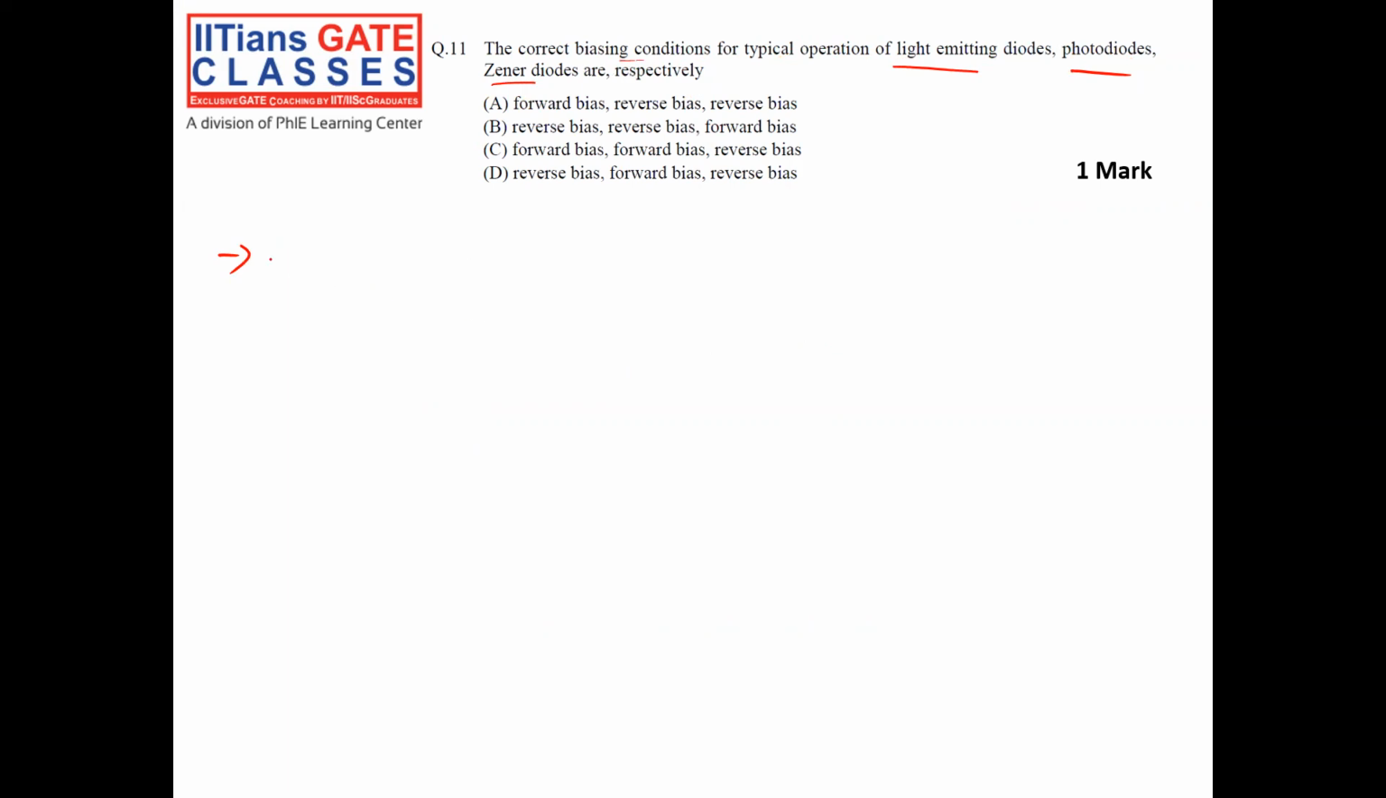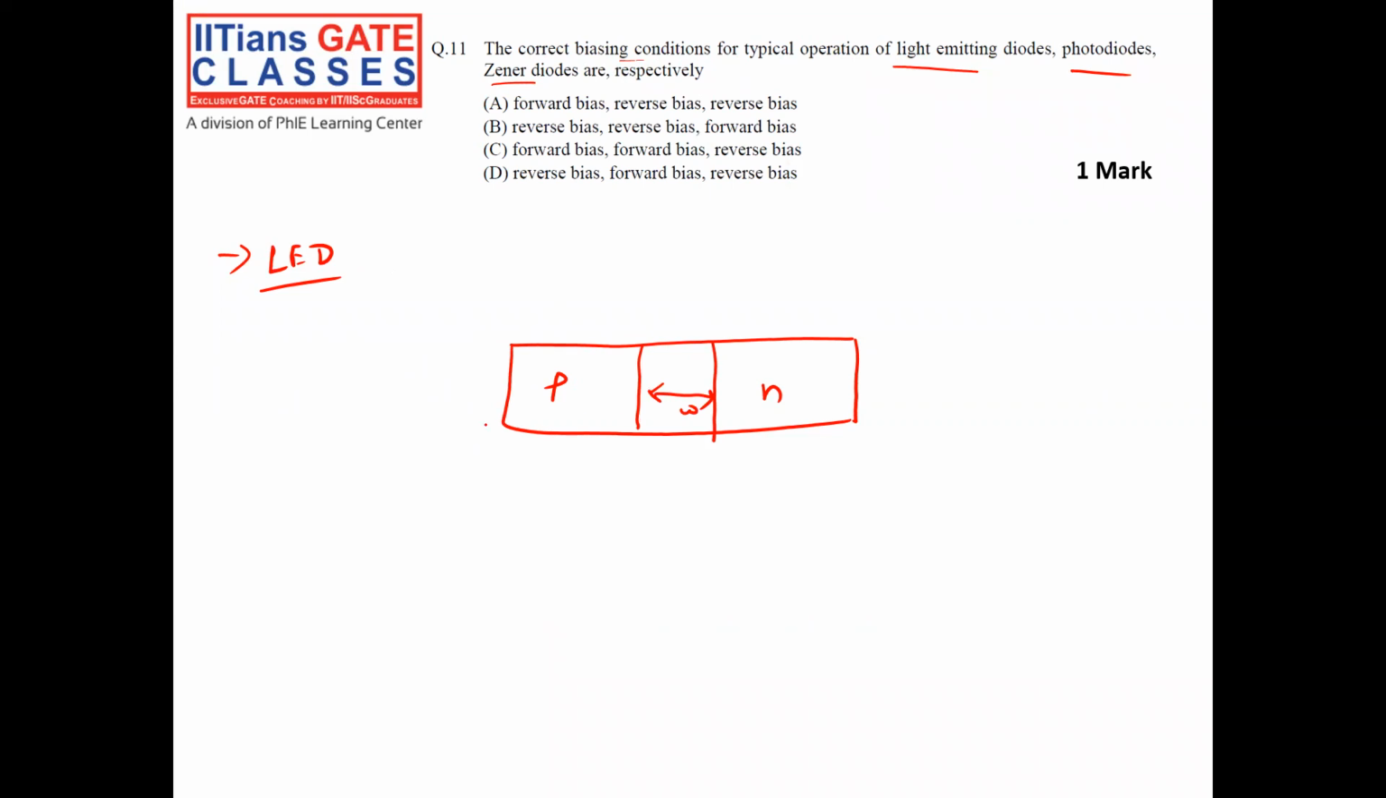If you take an LED, it is nothing but a PN junction diode. In a PN junction diode, we know at the junction there is a depletion width, W. So when I apply a forward bias, meaning the P side is positive and the N side is negative, what will happen? Current will flow.